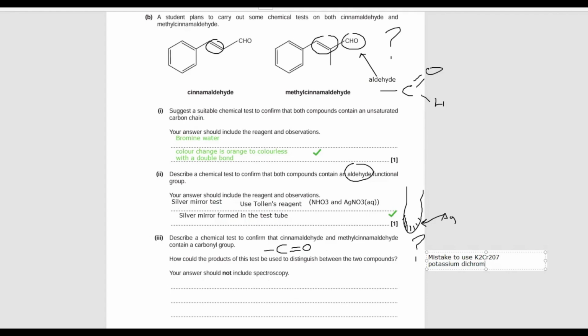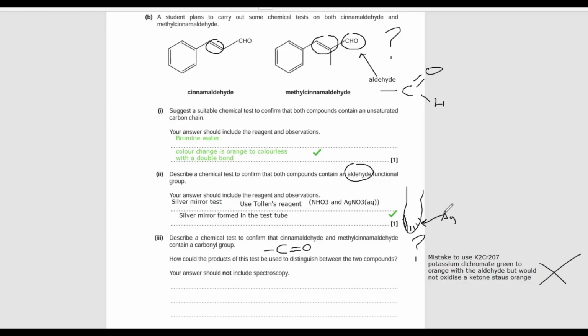Now, I'm going to go through the explanation. It'd be a mistake which some people may make if they pause the video and had a go. You may have said K2Cr2O7, potassium dichromate solution, acidified or something, where we go, was it green to orange with the aldehyde? But this would not change color with a ketone. So this is not the appropriate test to confirm the presence of the carbonyl group.